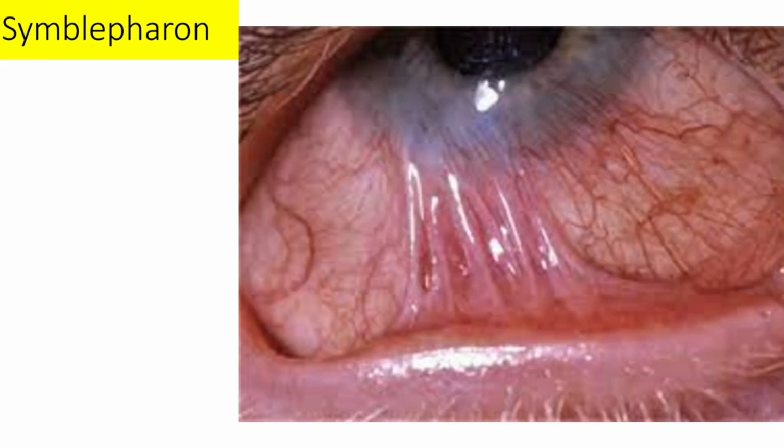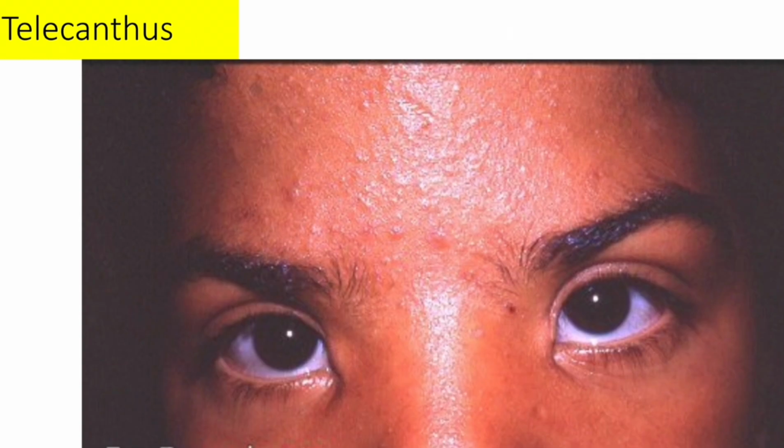Symblepharon. What is symblepharon? This is the adhesion between the palpebral and bulbar conjunctiva. It can be due to Stevens-Johnson syndrome or ocular cicatricial pemphigoid, which is a hypersensitivity reaction, because of which keratinization occurs, and it can lead to adhesion between the palpebral and bulbar conjunctiva. Now this is telecanthus. Telecanthus is a widely separated eye, a condition that causes increased distance between the medial canthi of the eyes.